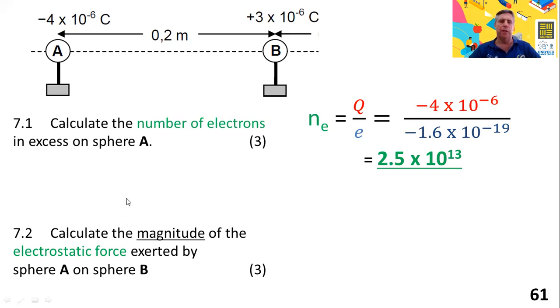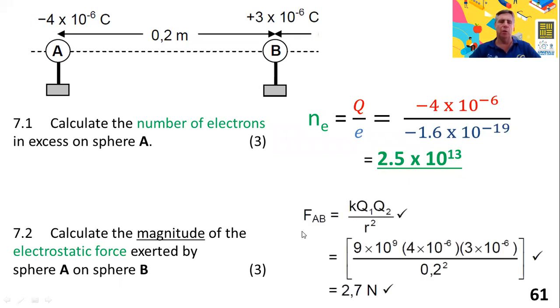Secondly, the magnitude of the electrostatic force exerted by A on B. We simply take Coulomb's law, force exerted by A on B, K Q1 Q2 over R squared. K is obvious, the constant. Charge Q1 is given to you. Charge Q2 is also given, and we divide by the distance in meters squared. Notice no sign is given to the charges, because you're simply asked to calculate the magnitude. You should know that these two would be attracted to each other because we have a negative and a positive charge. Answer: 2.7 newtons.